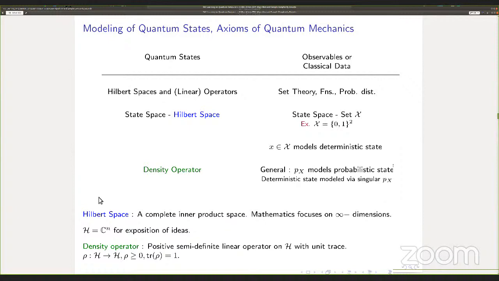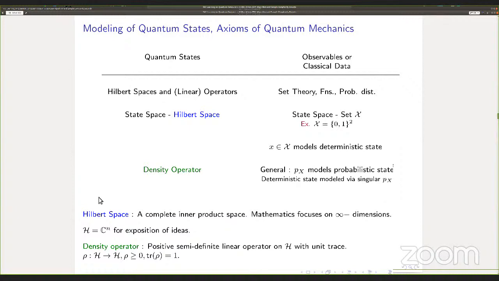So I will fill up the table on the left for each one of them. What is the analog? What should you go and study if you want to study quantum states? You'll have to do a little bit of functional analysis, a little bit of Hilbert spaces, linear operators, linear algebra and stuff like that.